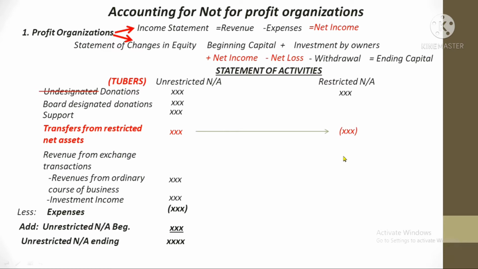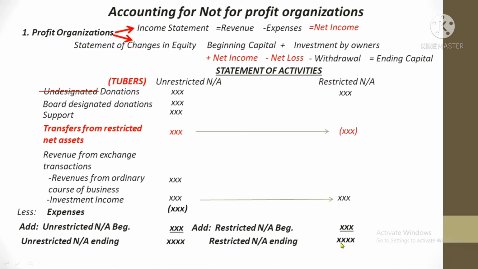So, another item that can add to this fund is the investment income. If these funds are invested, whether permanently or temporarily restricted funds, they will gain investment income. But normally, revenues and expenses are only found here in the unrestricted portion of the net assets. Then the same as here, we just have to add the net assets restricted beginning balance and you will get the net assets restricted ending balance. And after that, just add these two and you will get the total net assets ending.